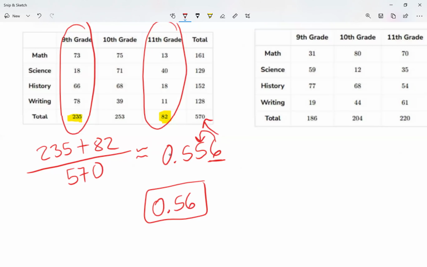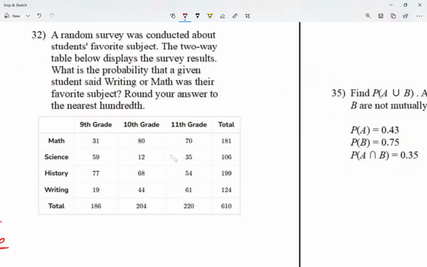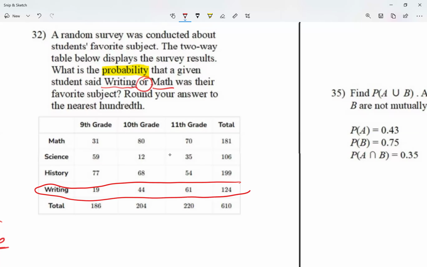Nice. Let's take a look at question number 32. A random survey was conducted about students' favorite subject. The two-way table below displays the survey results. What is the probability, so again, a number between 0 and 1, that a given student said writing or math was their favorite subject? I see something about writing. Here's the information about writing. I see the information about math.